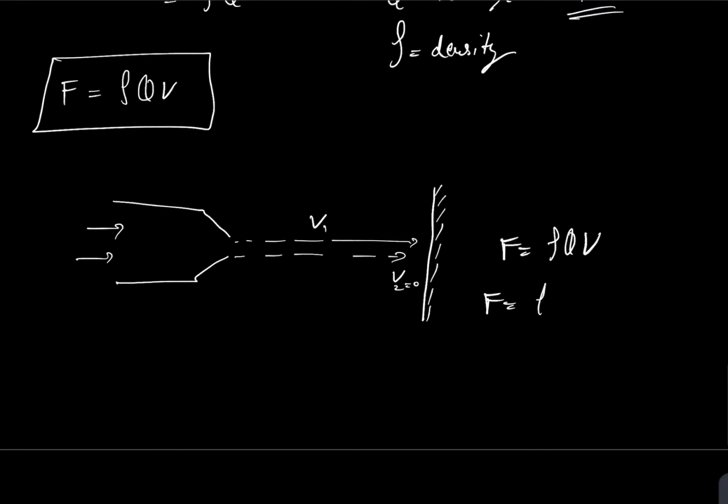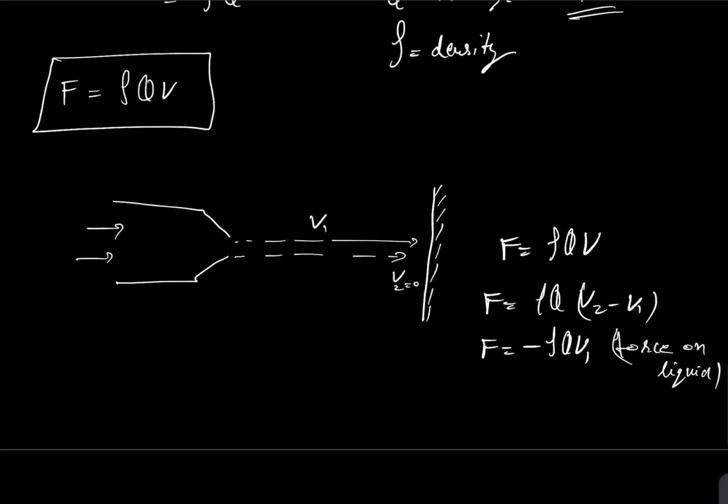F will be equal to rho q (v2 minus v1), right? What is v2? It is 0. So F will be equal to minus rho q v1. This is the force on the liquid.